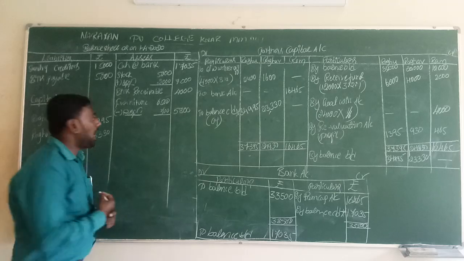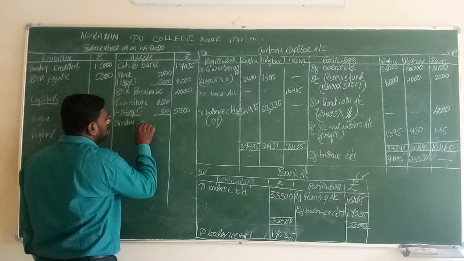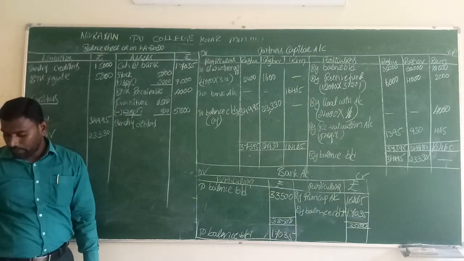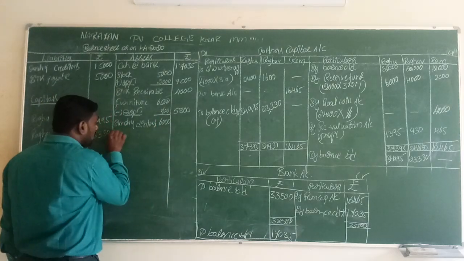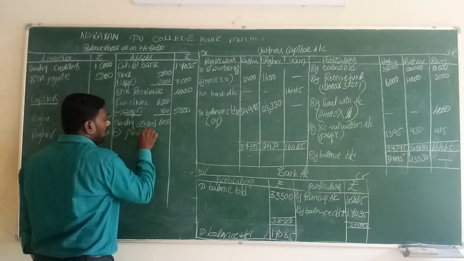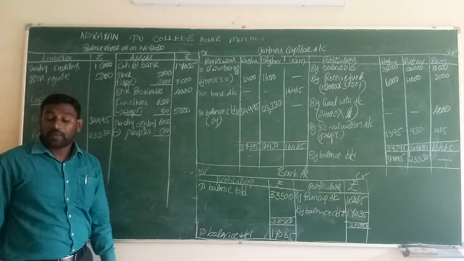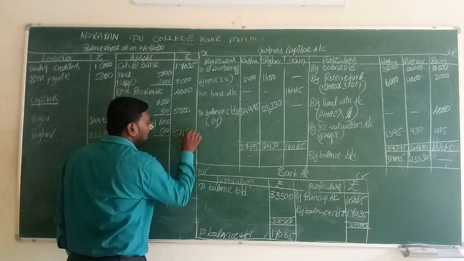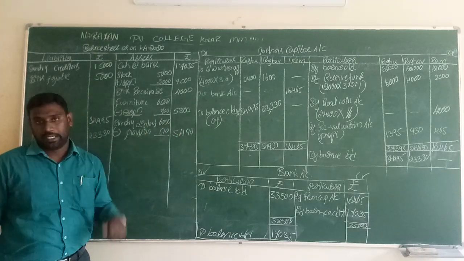After that, we will have sundry debtors. The value of debtors which is available in our question is 6,000 rupees. We should write it in the inner column. For this also there is adjustment, minus provision. So we have to create a provision, that is 510 rupees. 6,000 minus 510, we will get 5,490 rupees, the present value of debtors after Ram's retirement.